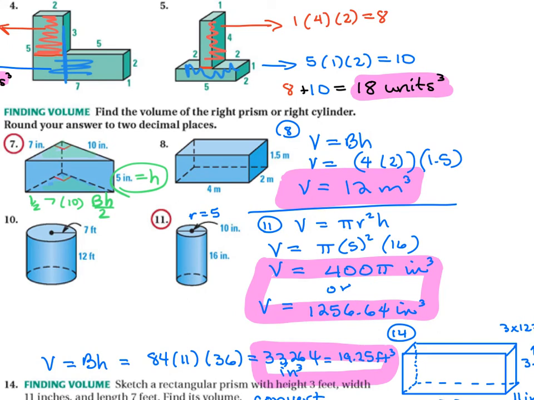Again, area of the base is this rectangle, so 4 times 2, and then times it by the height of the prism. Again, you could also have remembered from middle school, just remember it's length times width times height. Multiply these 3 numbers. So 12 meters cubed.